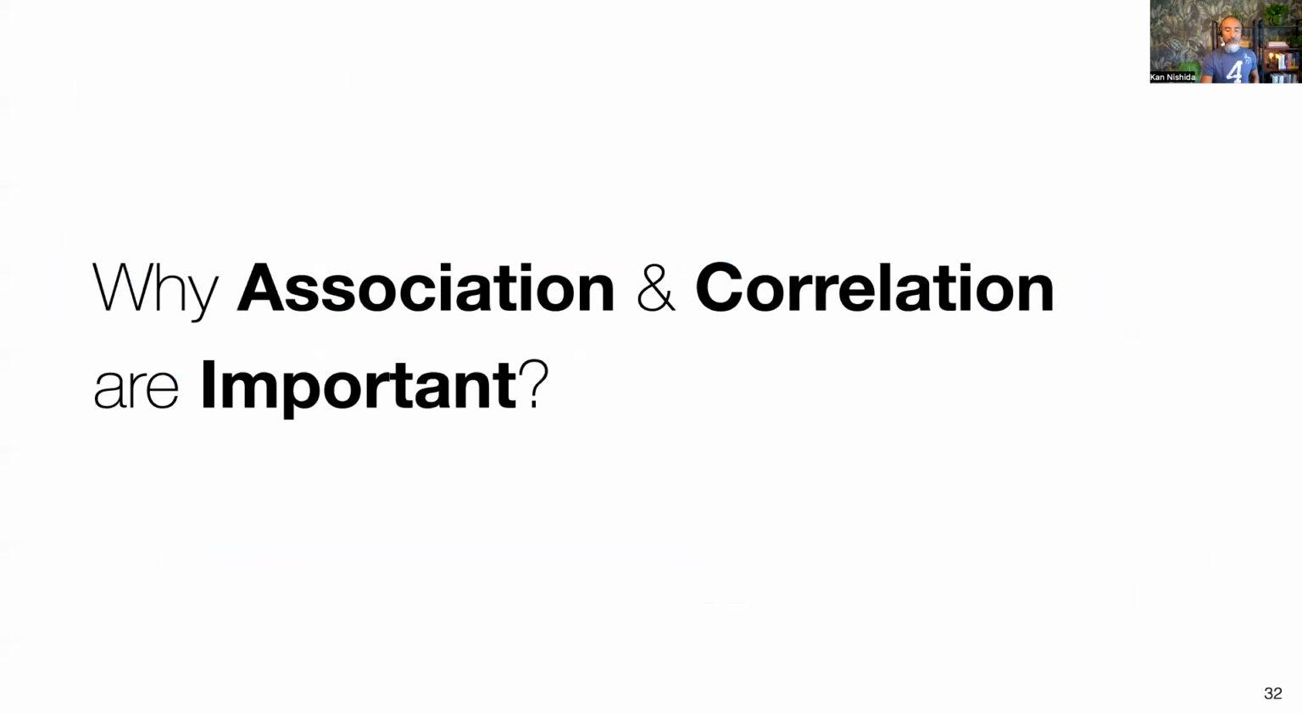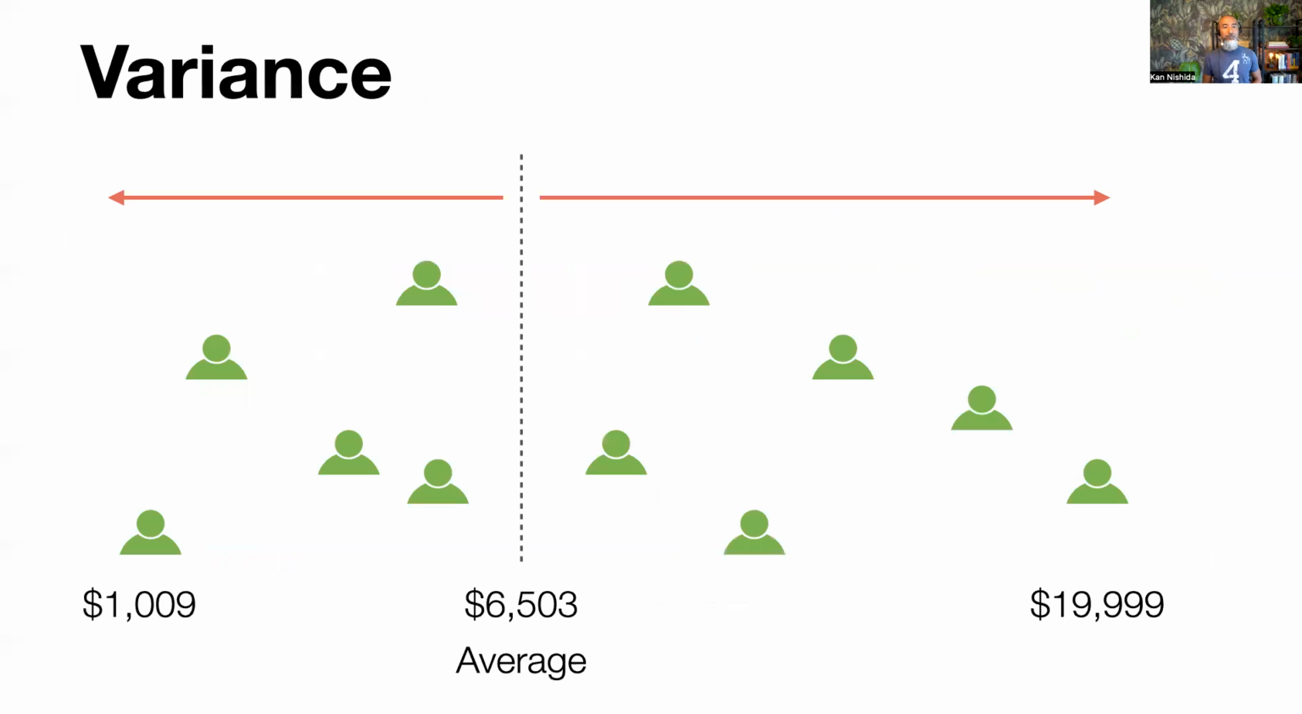So now, why are association and correlation so important? Well, this is actually the foundation for building a prediction model. But what does that really mean? Well, the variables that we are interested in vary, right? They are never all the same value.